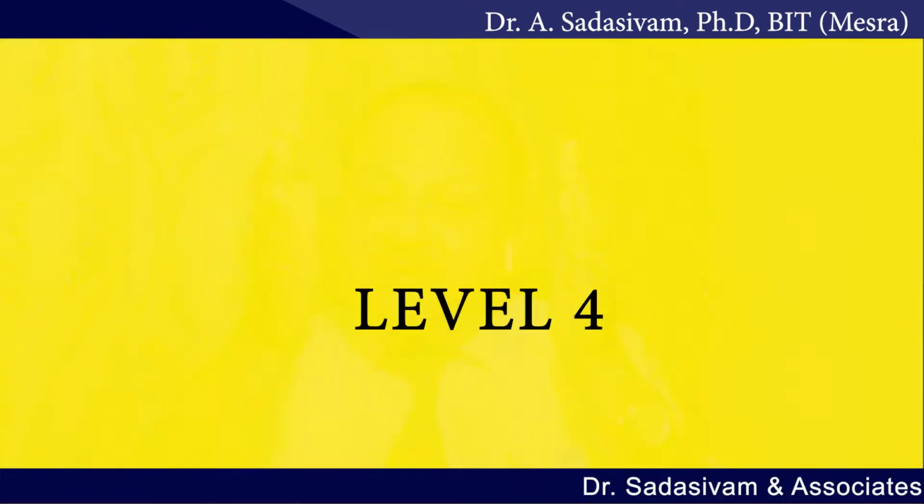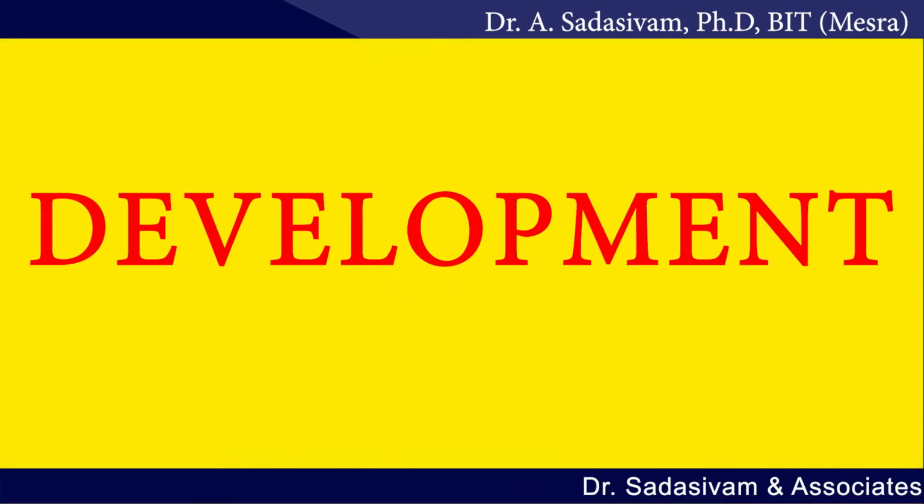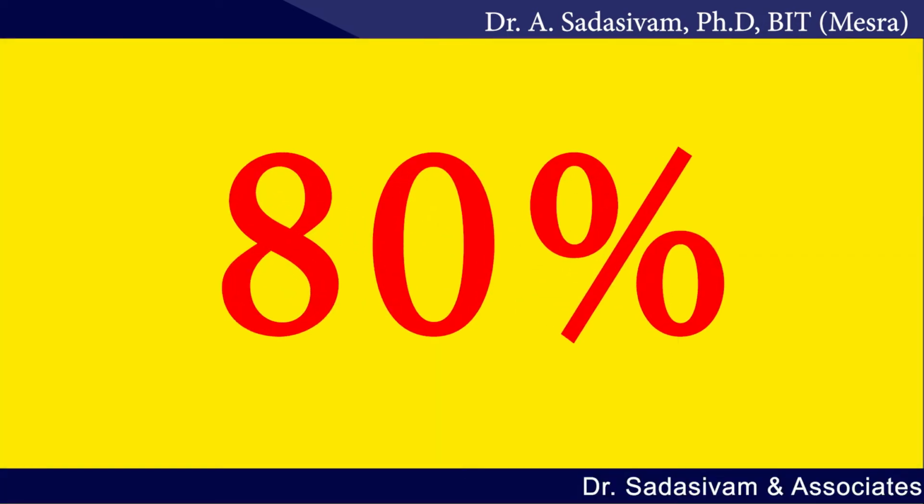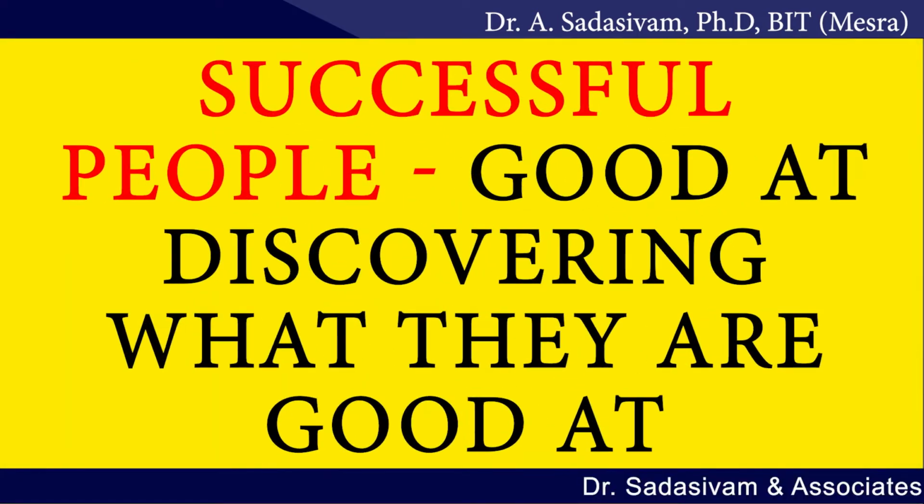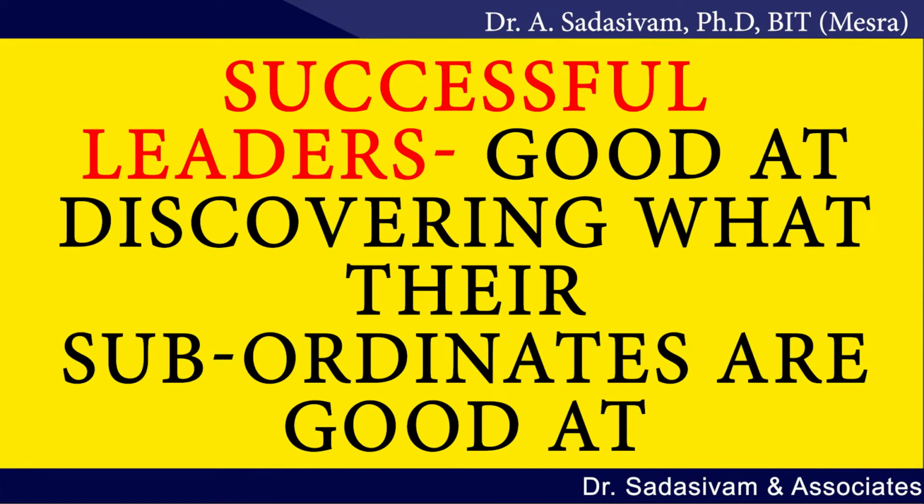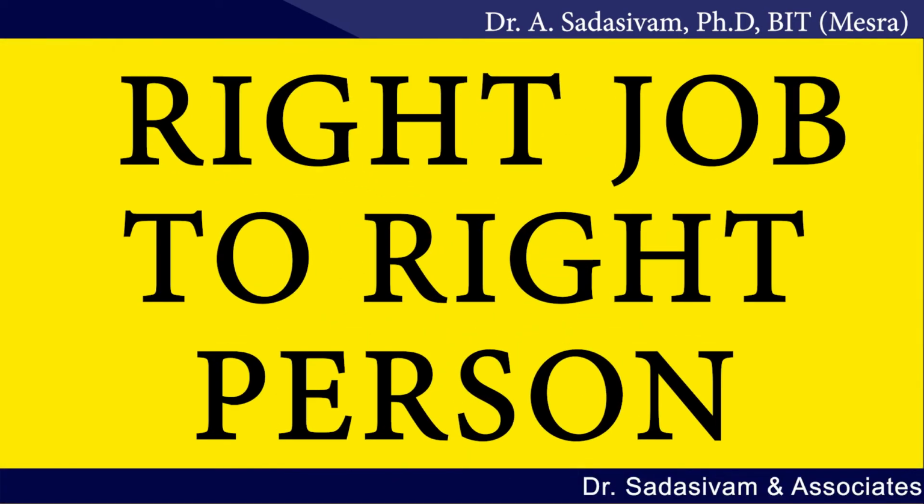Now, if you talk about level 4, that is the development level. That's key to the development level, because 80% of the success of any organization is at the front door. When we talk about the front door, we are talking about recruitment. What kind of people you bring into the organization? It is not enough that you bring qualified people inside the organization, but where are you putting those people? That is extremely important. Now look at this. Successful people are good at discovering what they are good at. But successful leaders are good at discovering what people working under them are good at. And accordingly, they give the right job to the right person.